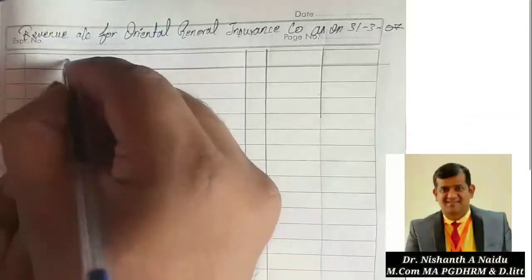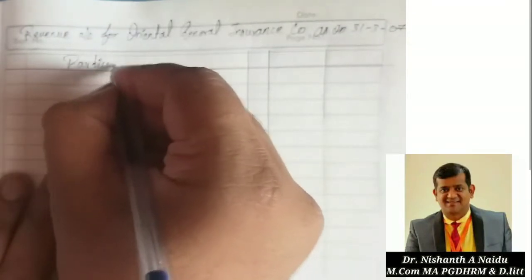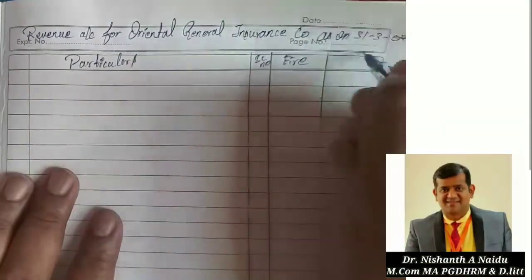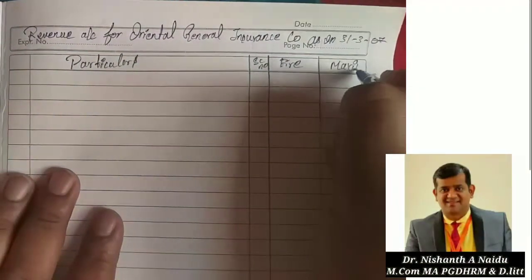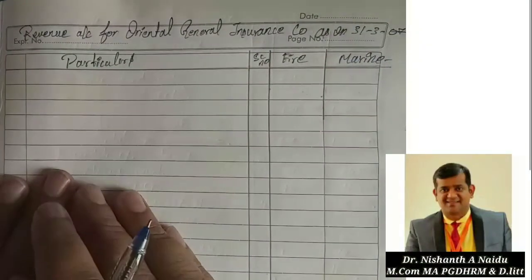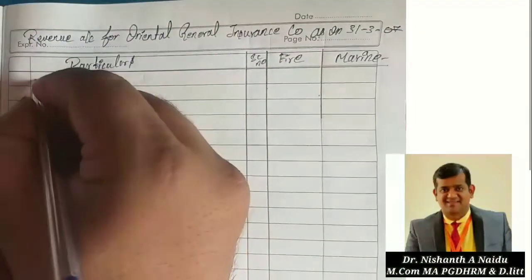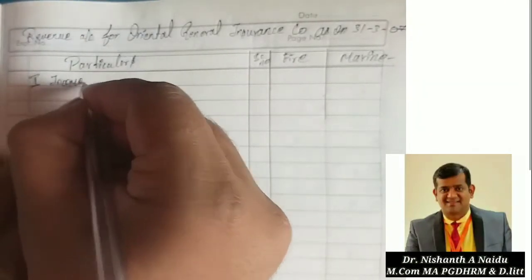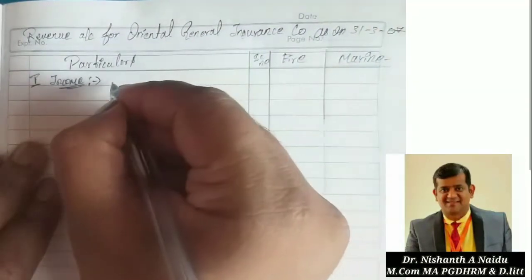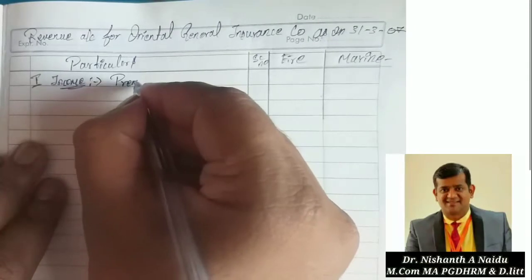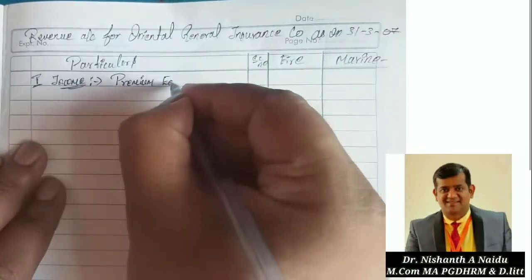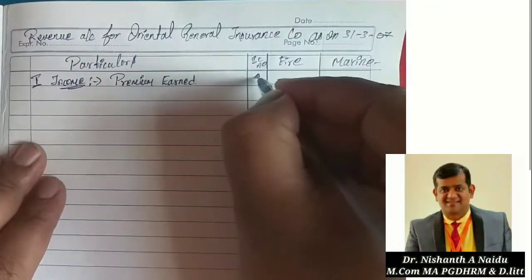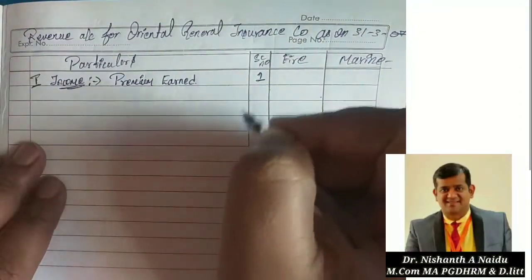So let us write the heading: particulars, schedule number. I have a fire insurance, I have a marine insurance. Fine. So in this we always go with first main, that is income. So under income, what is the major income for an insurance company? Premium earned. So that is schedule number 1.